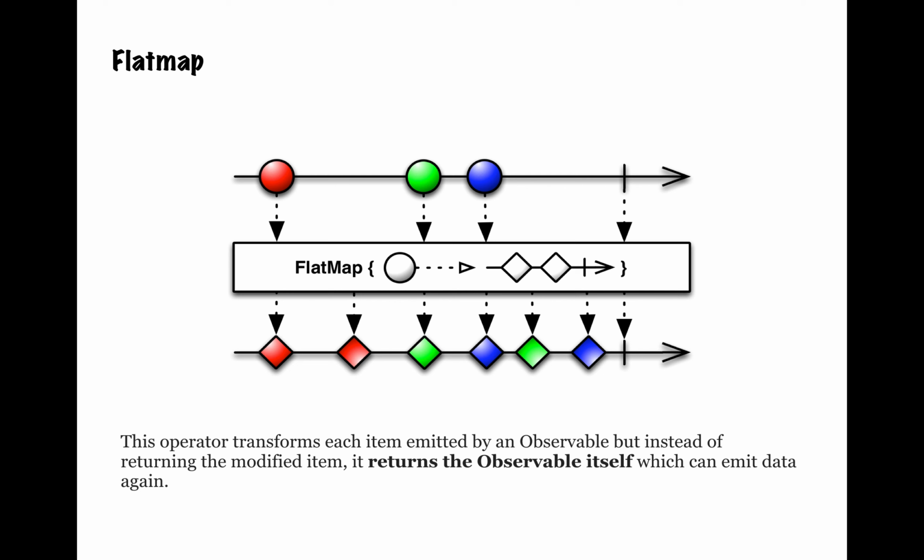So this operator transforms each item emitted by an observable, but instead of returning the modified item, it returns the observable itself, which can emit data again. So using this operator, we will be focusing on making the sequential calls.